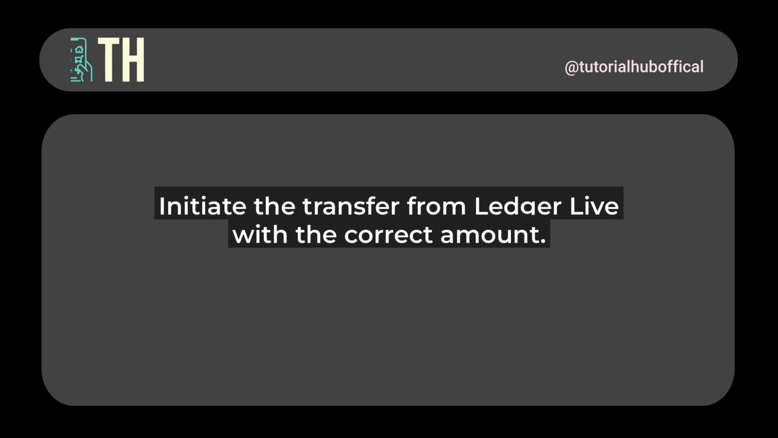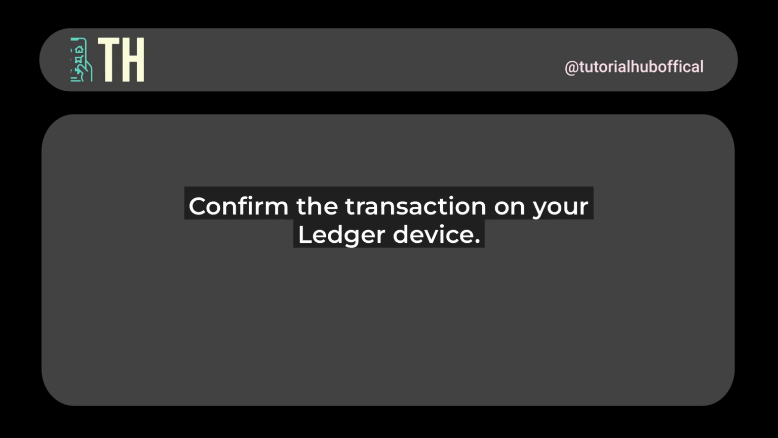Once confirmed, the transaction will be broadcast to the blockchain. This might take a few minutes to a couple of hours, depending on network congestion. Keep an eye on your Bitrue account to see when the USDT arrives. Pro tip: always use hardware wallets for security, and never share your seed phrase.